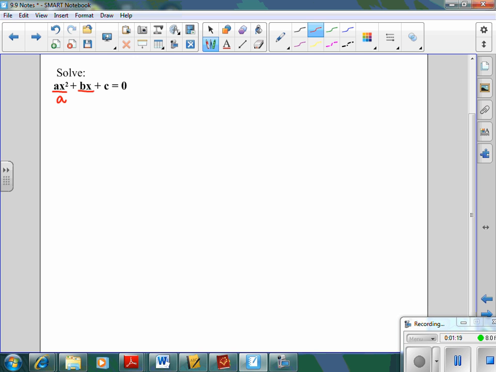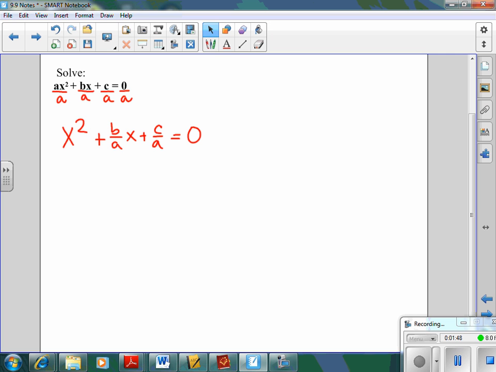So to get rid of this a, I'm going to divide everything by a. So the a's cross off, and I'm left with plain old x squared plus b over a times x plus c over a, and it equals 0 divided by a, which is just 0. So now what we need to do is get rid of our constant value, that's c divided by a, so that we can make a perfect square that can be factored.